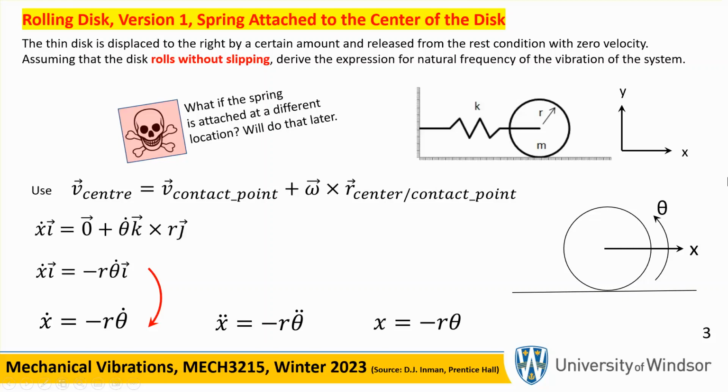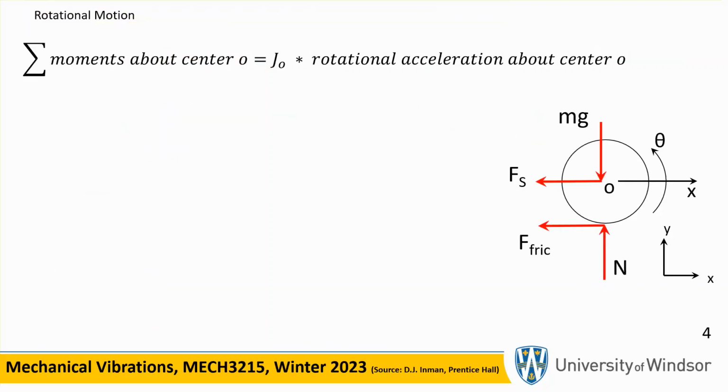Okay? Now, notice that this last expression, x dot equal to dot dot dot, if you differentiate it again, you get x double dot equal to minus r theta double dot, where r doesn't change since it is the radius of the disk. And if you integrate it, you get the position of x, of the center, which means x is negative r theta. Okay.